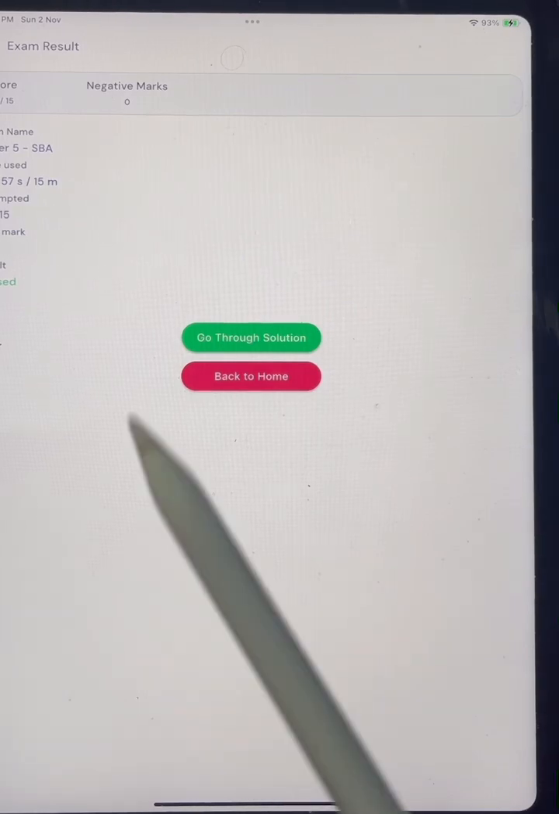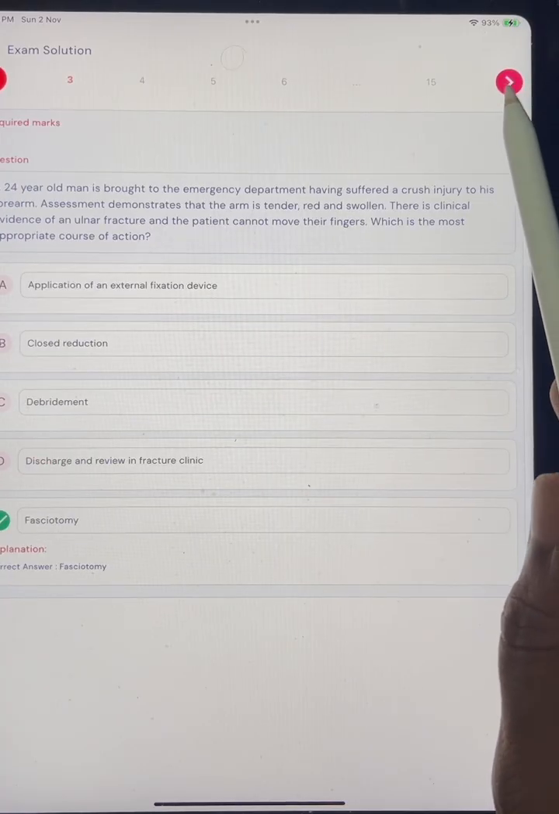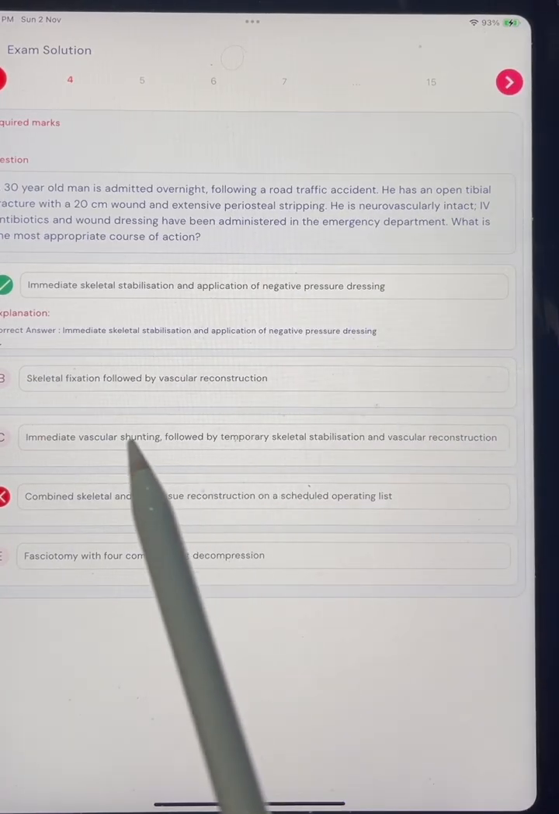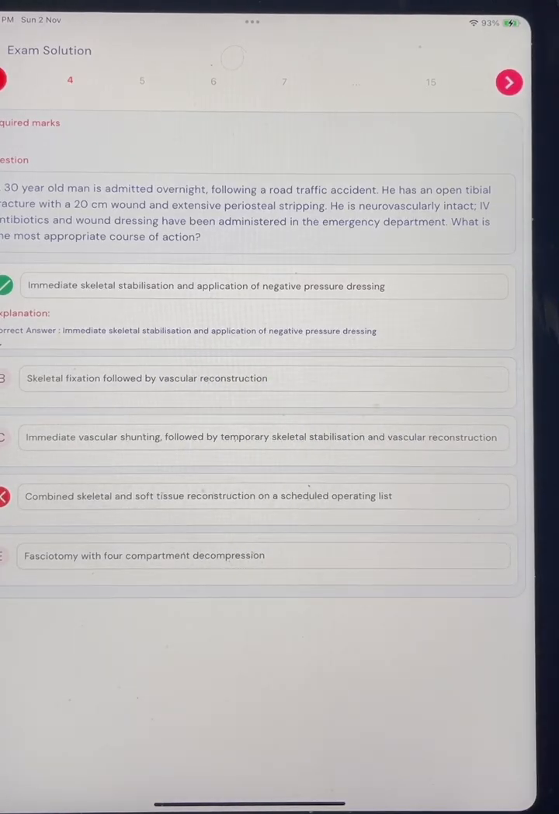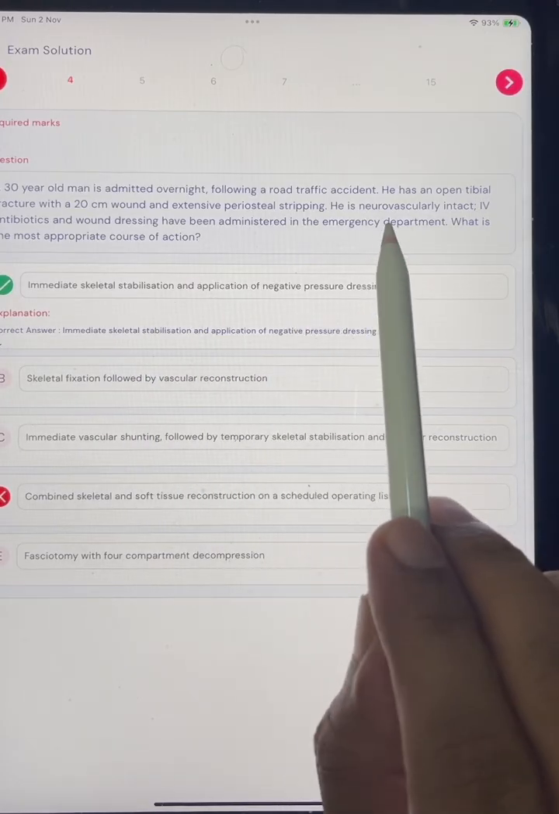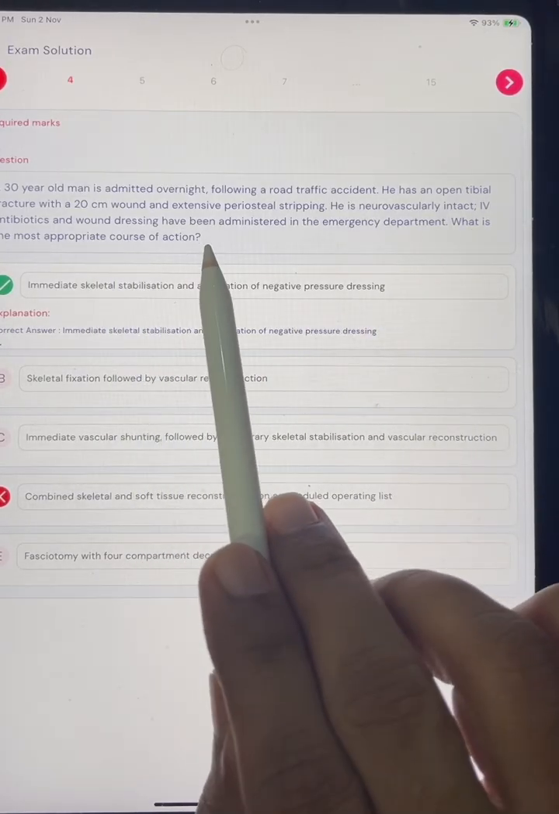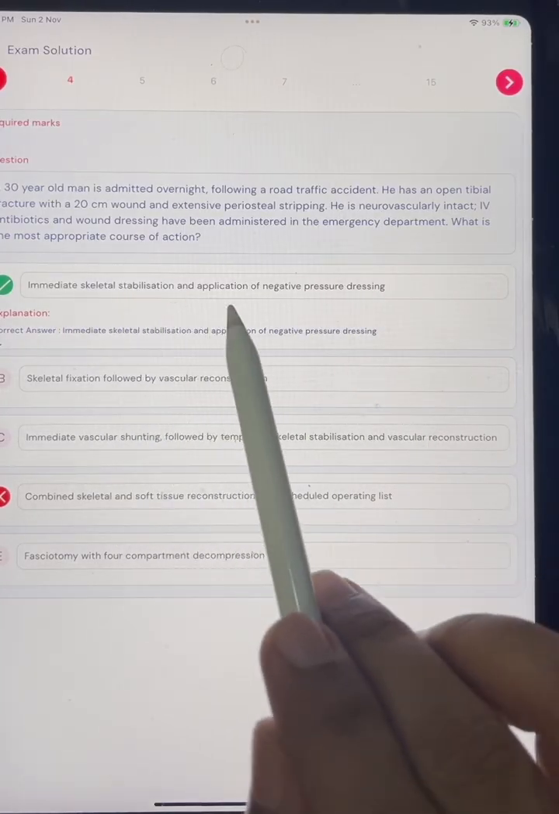How many are there? Only 12. Now what is this? Vitamin D, okay. Syringomyelia, okay. Fasciotomy is okay. Immediate skeletal stabilization, application of negative pressure dressing. Now this has come: combined skeletal and soft tissue reconstruction on the scheduled operating list. Neurovascular intact, IV antibiotics and wound dressing already given. What is the most appropriate course of action? Okay.